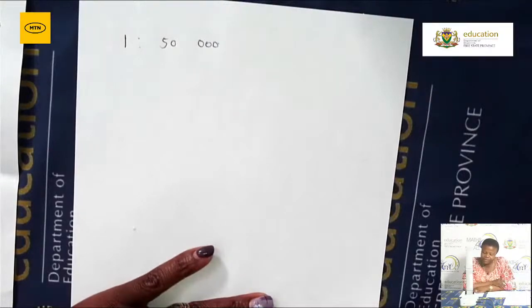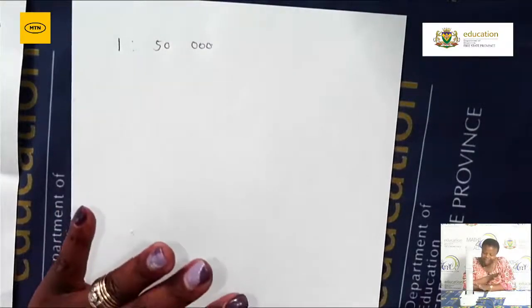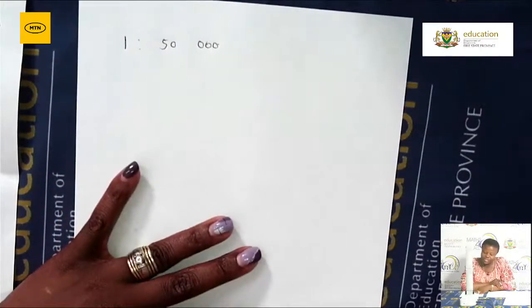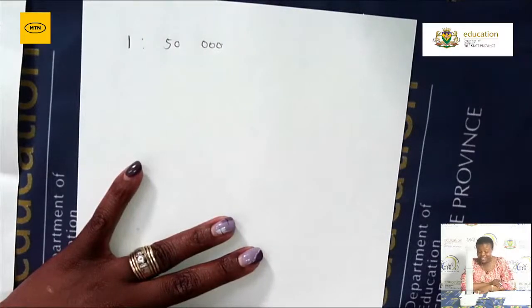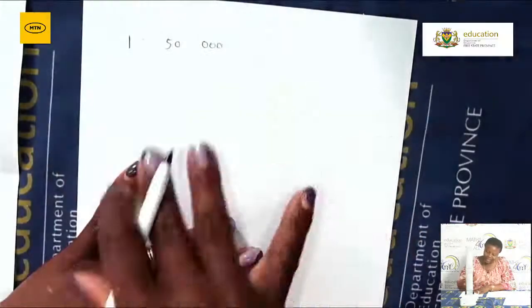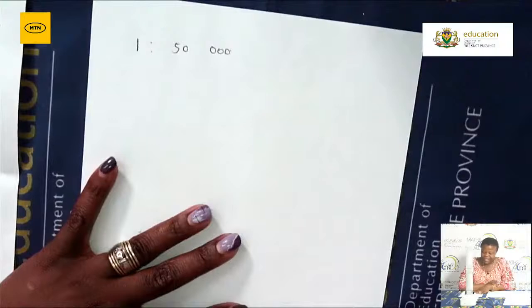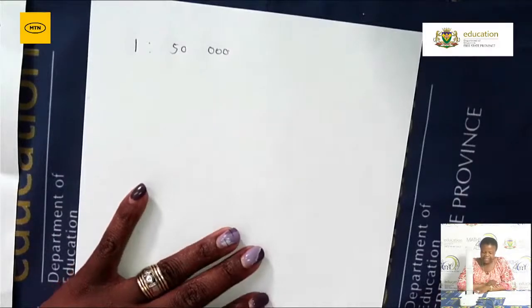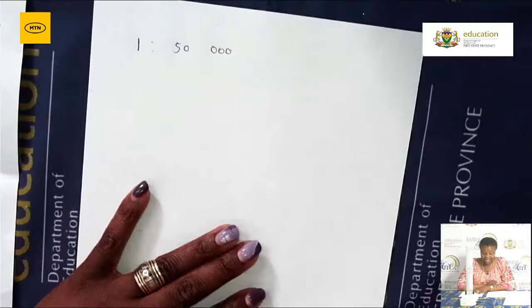To avoid confusion, don't use the symbols that we use for measurement, because sometimes you will be confused by writing 1 centimeter and then you say 50,000 kilometers, because it is the map of South Africa where we are dealing with big numbers. So when you are expected to explain, just say 1 unit is represented by 50,000 units in reality.